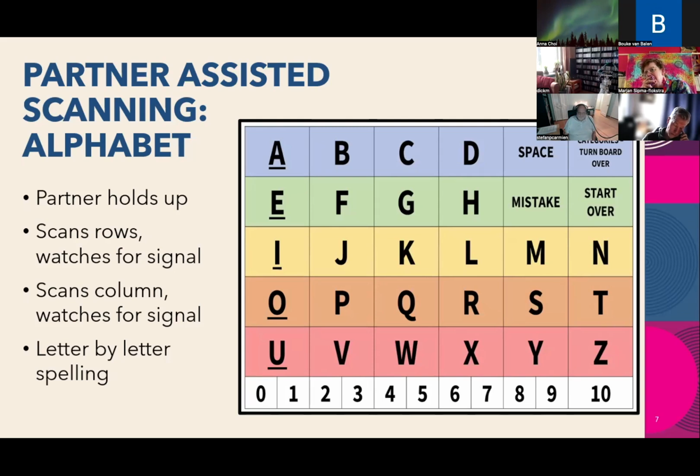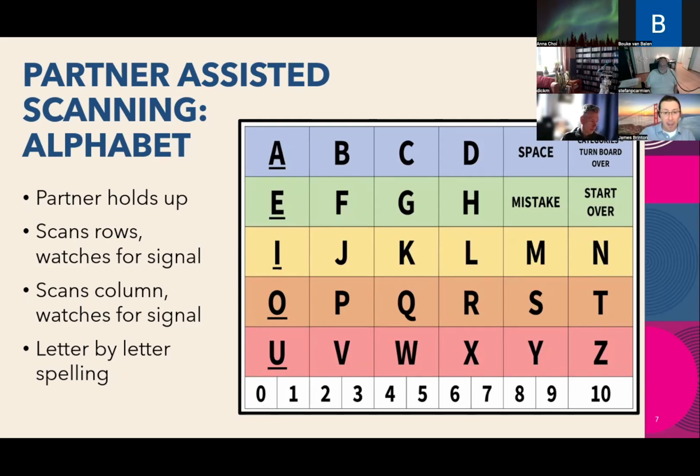You'll see on the right-hand side, we have a space, we have start over, we made a mistake. So the communication partner holds up this board and starts scanning A row, E row, I row. As they scan, they're watching the individual who is locked in to give the signal of what row the letter is on that they want to use to spell their thoughts. So we scan row first, and then when you get to the right row, as indicated by the person's signal, then you scan columns. So we go A, B, C, D.